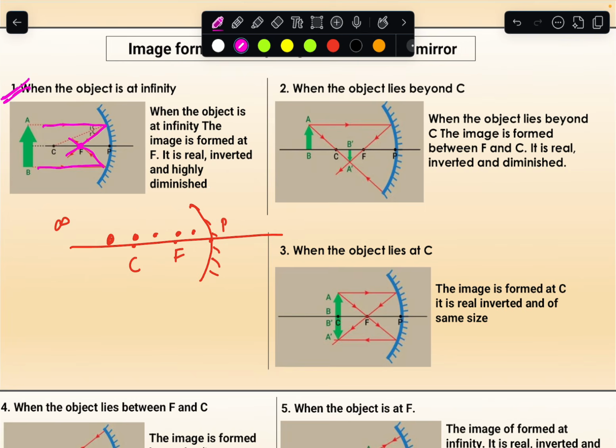If this question comes for 6 marks, then how do you have to write? First you have to draw the diagram. Then you have to mention each and everything: what is pole, what is mirror, what is focus, what is center of curvature. Then you have to write the rules, how many rules you are using. Then you have to write the characteristics of the image. The first point should be the position of the image, then go on. If this question comes for 6 marks, remember this particular point.